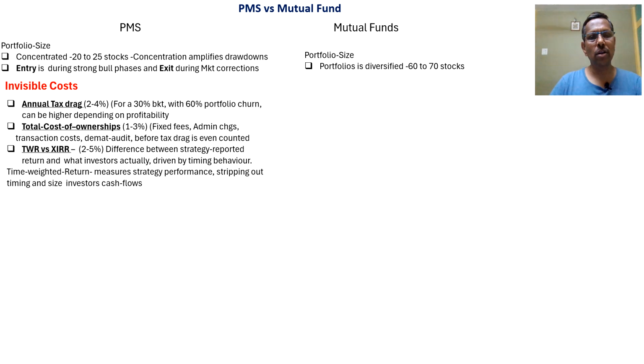Let us understand what are the invisible costs which are involved in case of mutual fund. The total expense ratio is the cost as it covers the management, admin, and transaction cost.